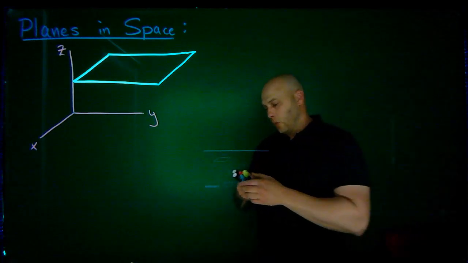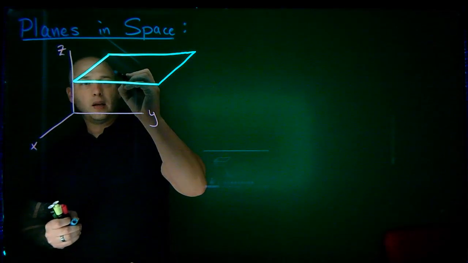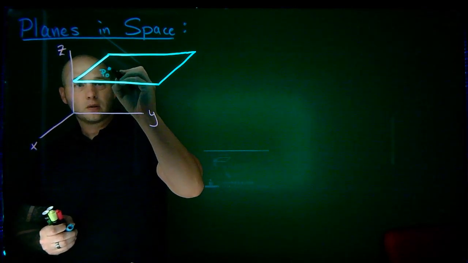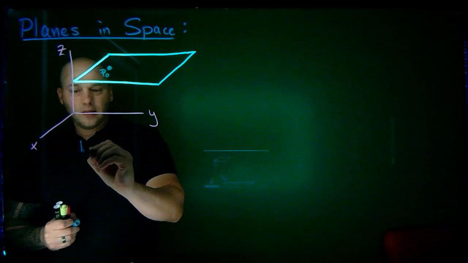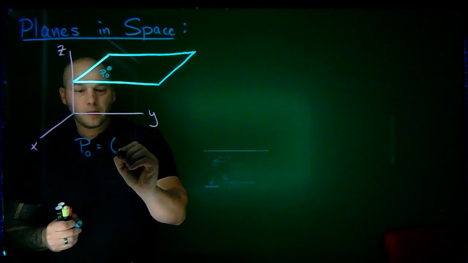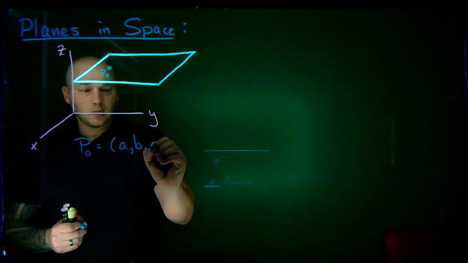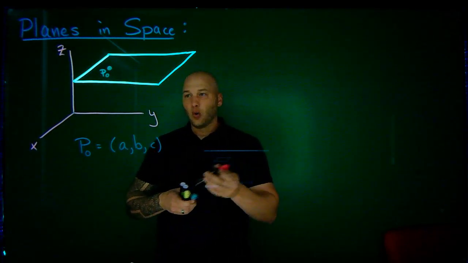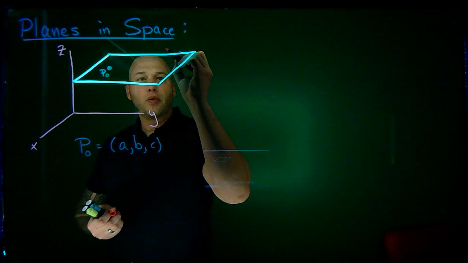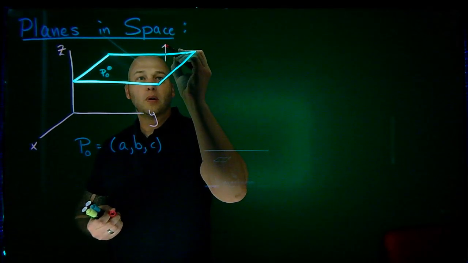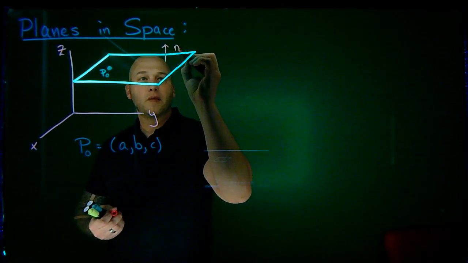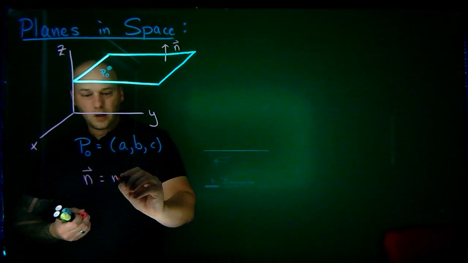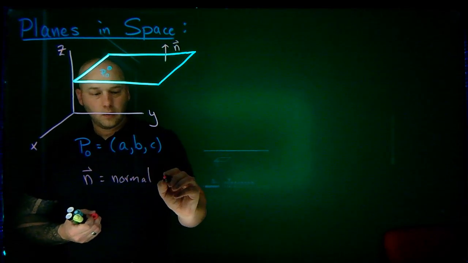Same thing here. What I need is a point in the plane, that I'll abbreviate as P naught. So this point right here is P naught. And let's say P naught is given by the coordinates a, b, c. And then what we also need is a normal vector. A normal vector meaning a vector that is orthogonal or normal to the plane, which I will label as the vector n. So n is a normal vector.